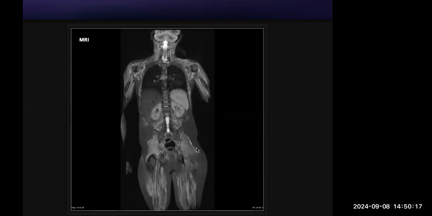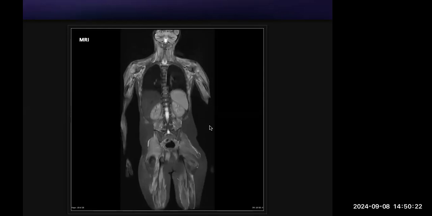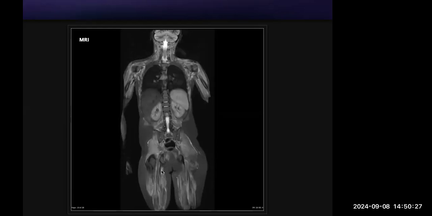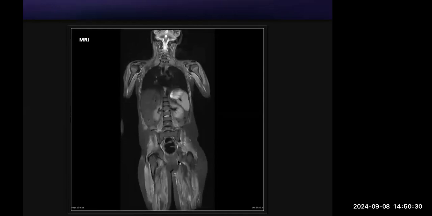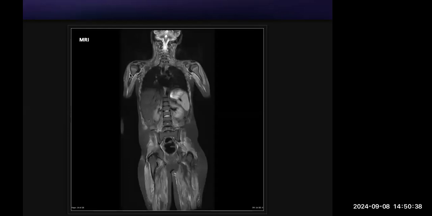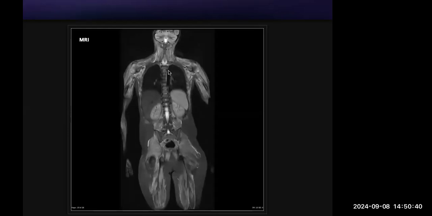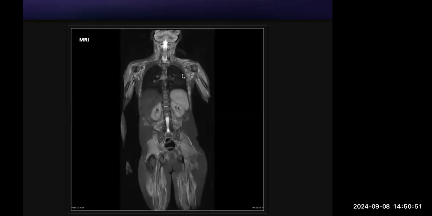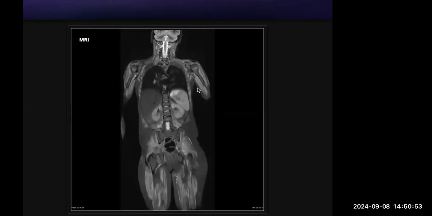There is diffuse increase in T2 signal in the muscles of the proximal lower limb, around the pelvic muscles, and in the upper arm. So there is generalized diffuse increase in T2 signals in the visualized muscles. This could be myositis in that context.